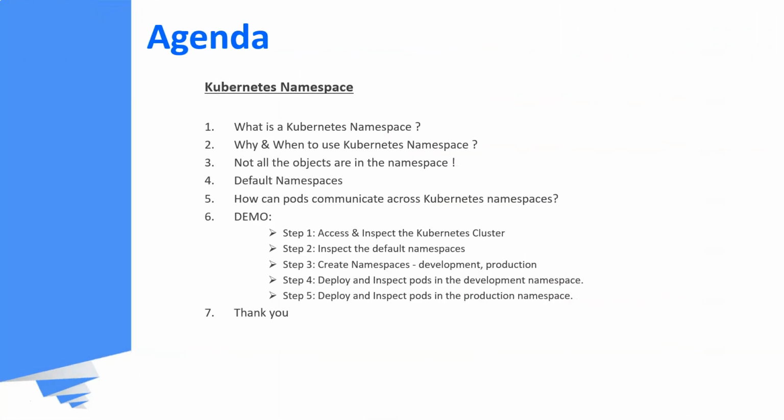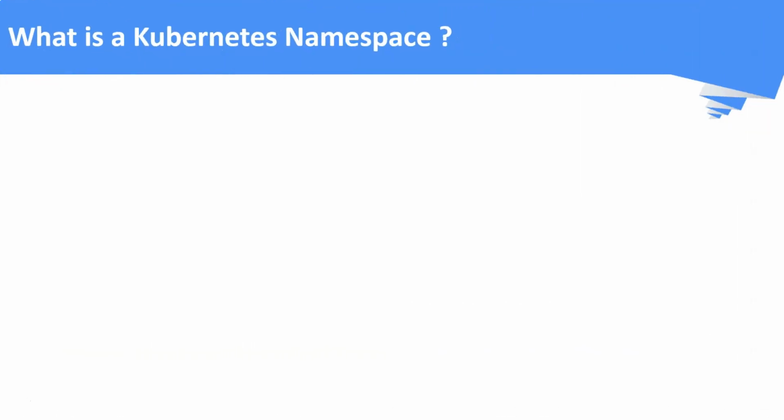This is the agenda of this video. We are going to discuss these topics in this video. What is Kubernetes Namespace? Namespaces provide a mechanism for isolating groups of resources within a single cluster. This logical isolation is very useful when different teams share a single Kubernetes cluster.